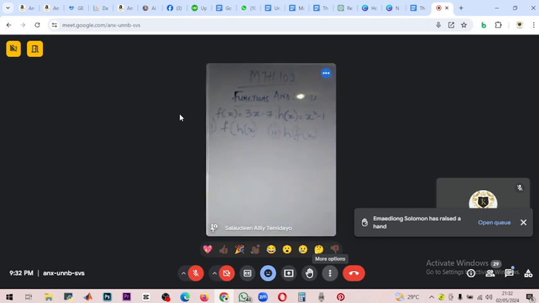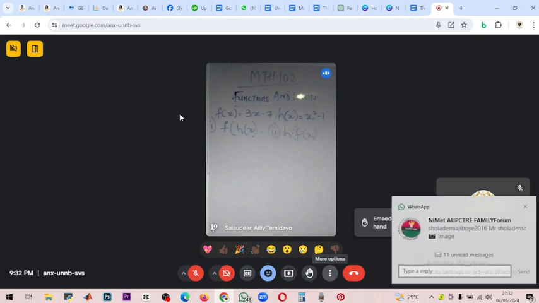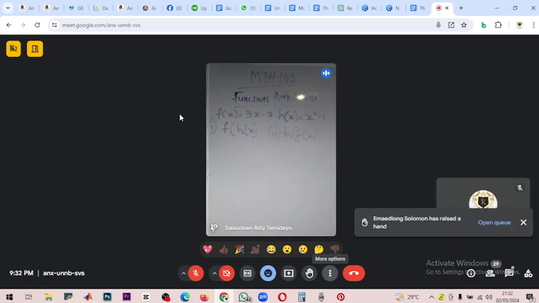We have f of x equals 3x minus 7 and h of x equals x squared minus 1. So I find f of h of x. Find f of h of x. Then I find h of f of x. So let's solve it.